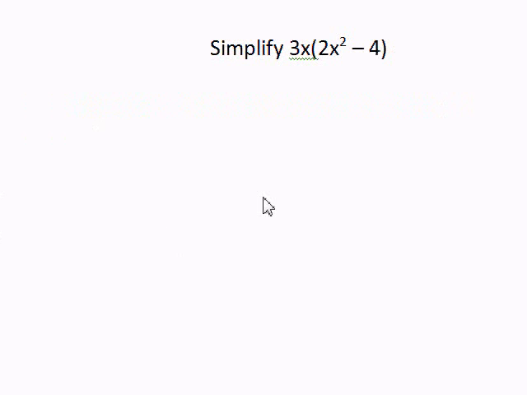Now, for the first example, we're going to do something we've done in the past. We're going to simplify 3x times the parentheses 2x squared minus 4. As we look at it, we notice that we have to take the 3x, since it's outside of this first parentheses but right next to it, and multiply it by both terms inside of the parentheses.